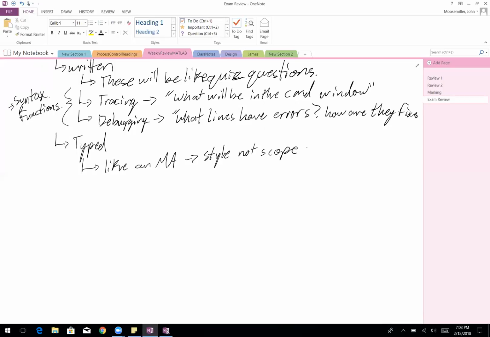And so the big thing here is that it's the style, not the scope. It's not going to take 4 hours. It's a 2-hour exam, 2 or 3 hour exam, I forget. But it's not that long.